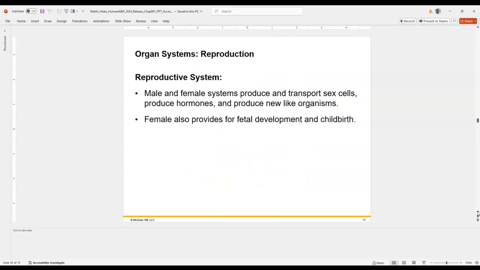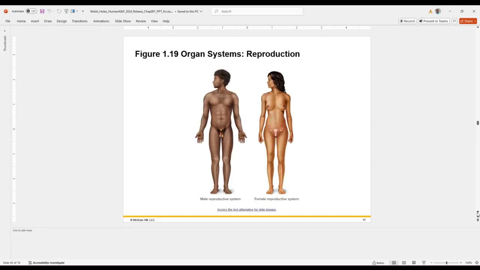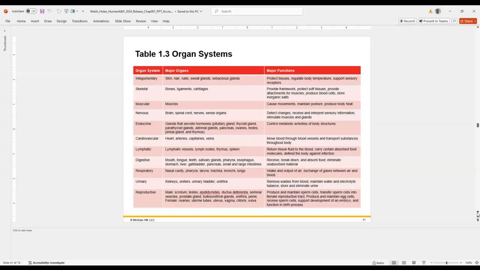And the reproductive system. Male and female systems produce and transport sex cells, produce hormones, they produce new living organisms. And the female also provides for fetal development and childbirth. Okay, table 1.3 is a good table to get to know.